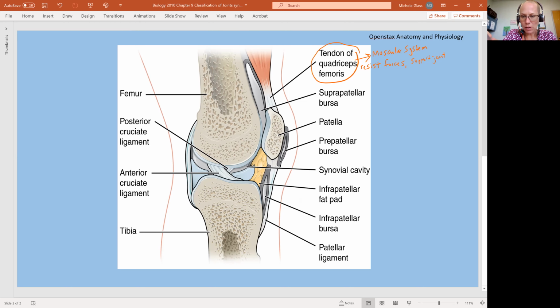We also see three structures listed here as a bursa. So we have this suprapatellar bursa.